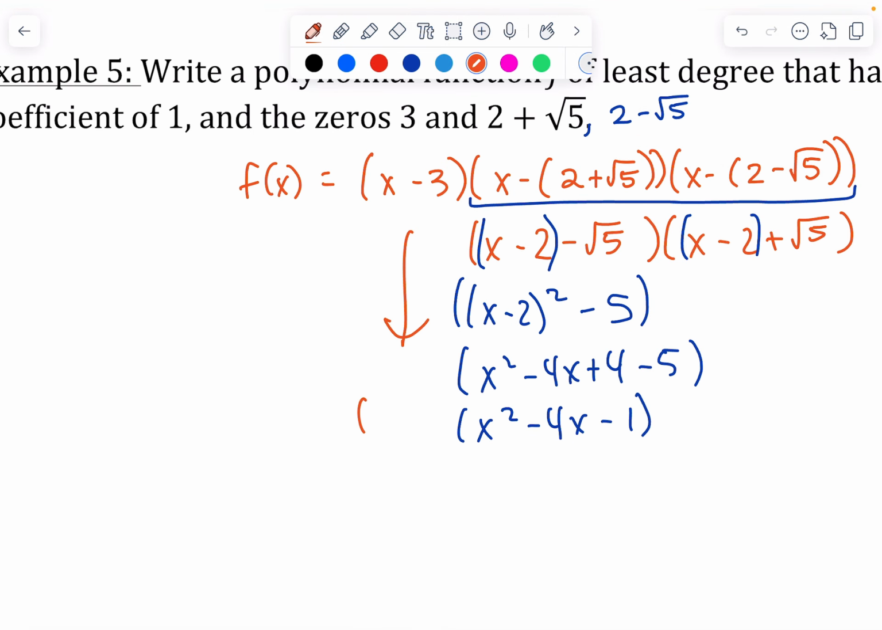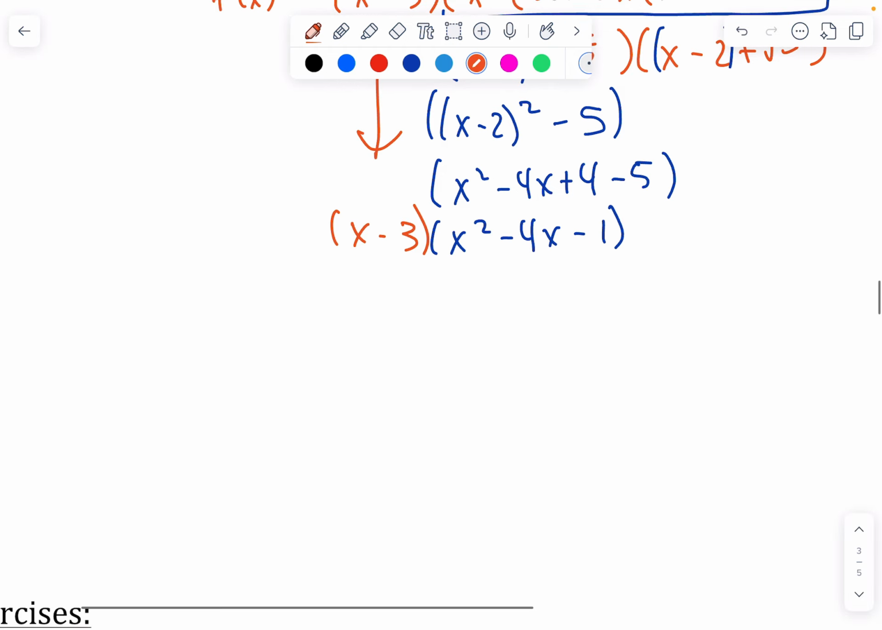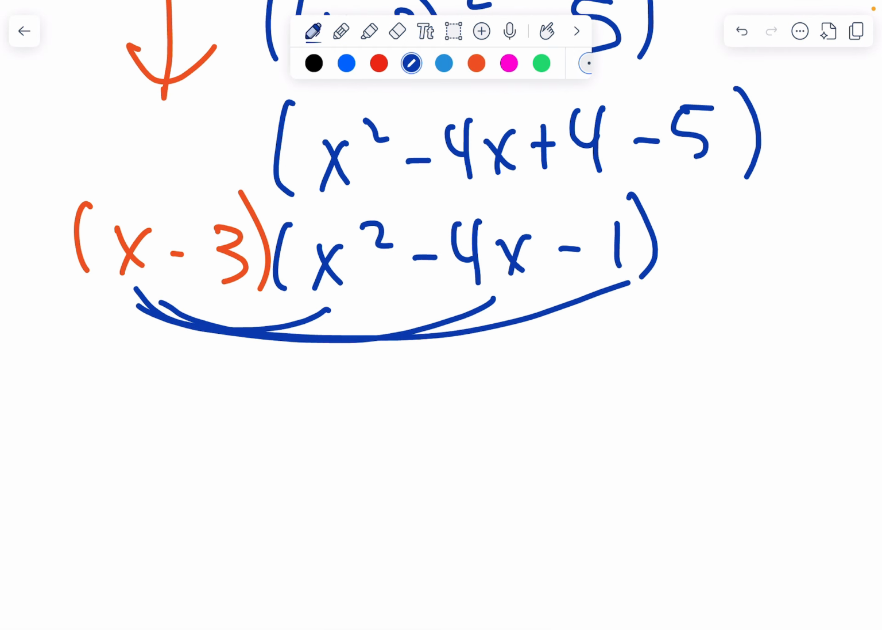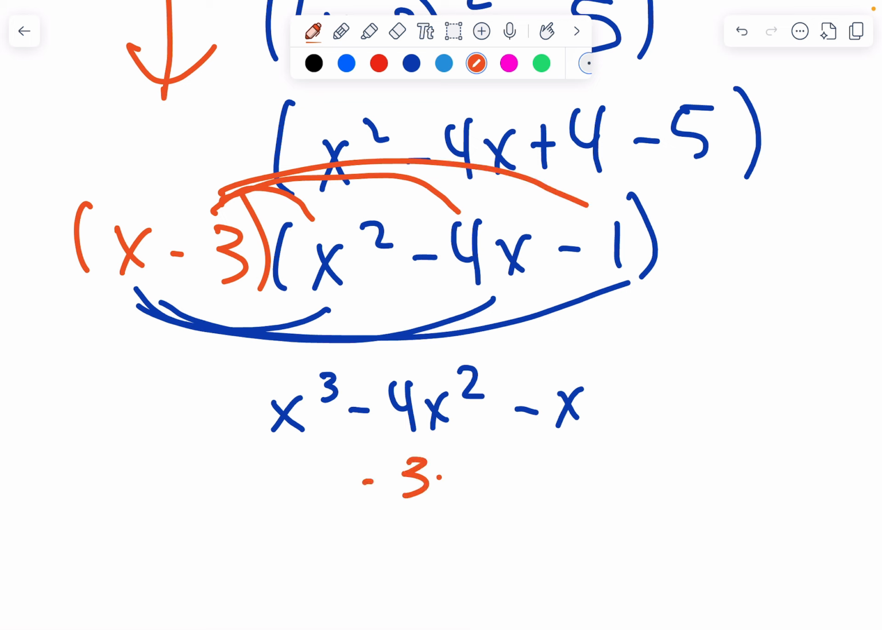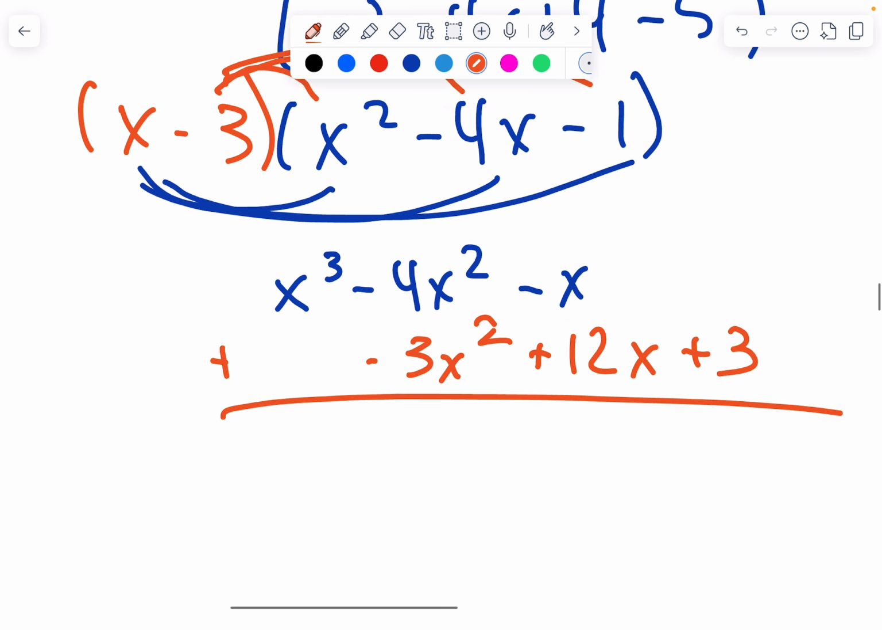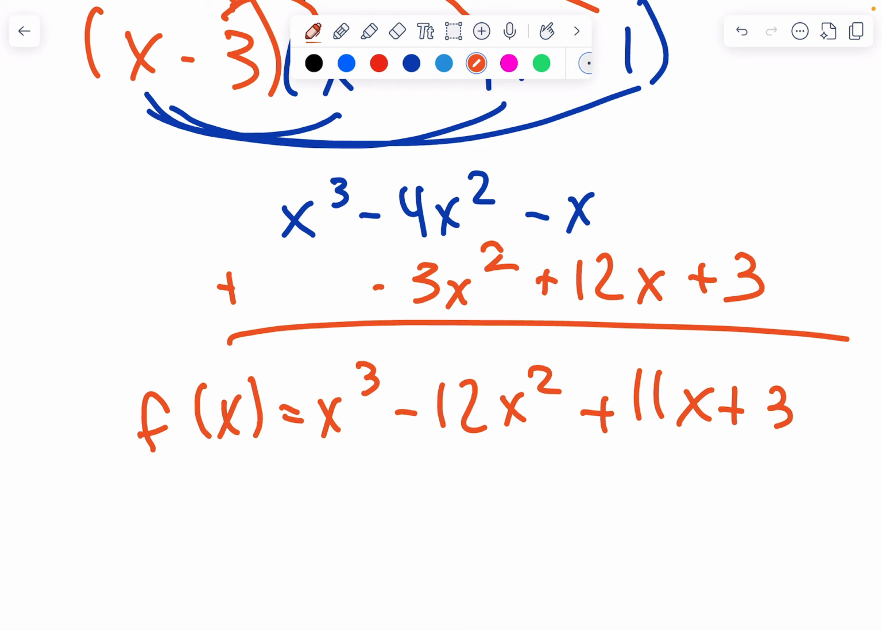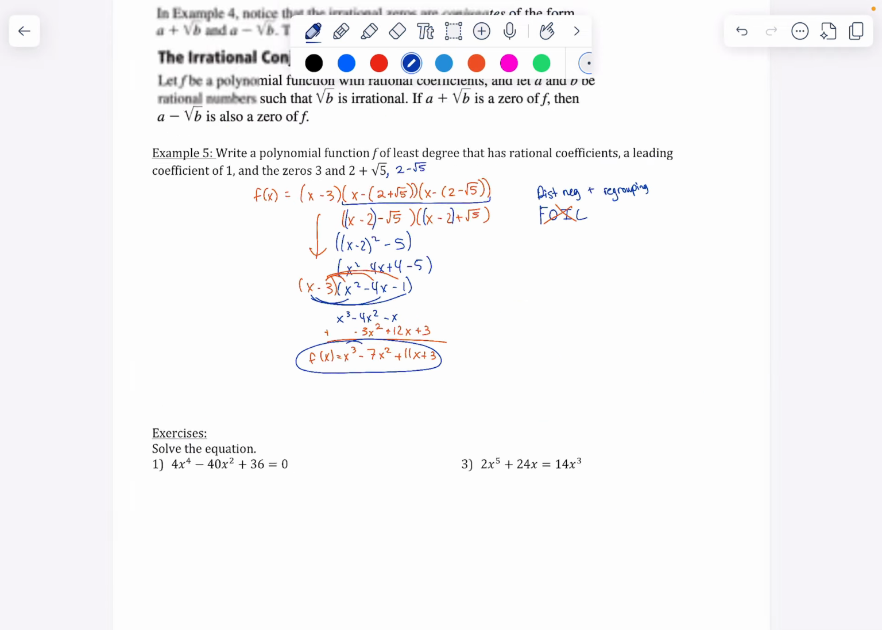And then bring down your x minus 3, and now multiply those two out. I'm just going to distribute, so x into the other parentheses gives me x cubed minus 4x squared minus x. -3 into the other parentheses gives me -3x squared plus 12x plus 3. Combine like terms, and you get f of x equals x cubed minus 12x squared plus 11x plus 3. Or sorry, I multiplied wrong, minus 7x squared. And that's your final answer. And that's it.